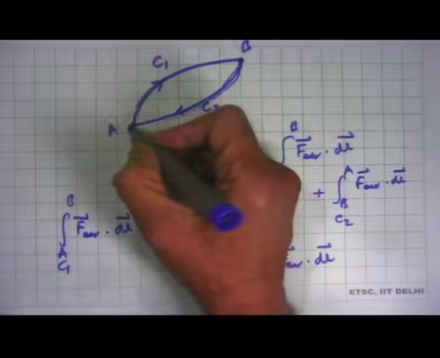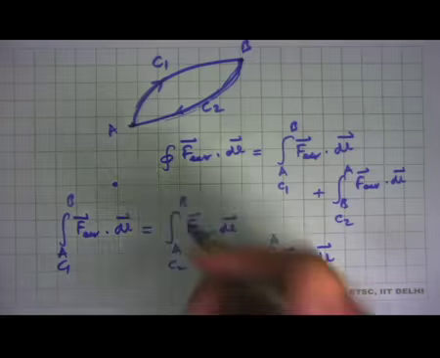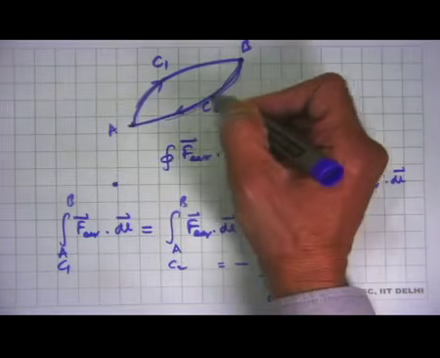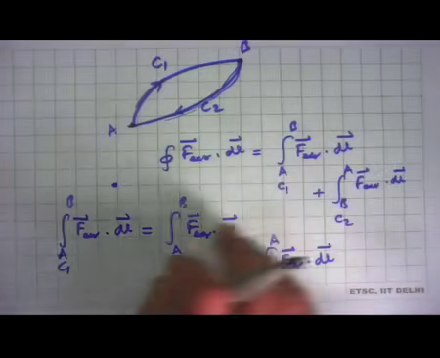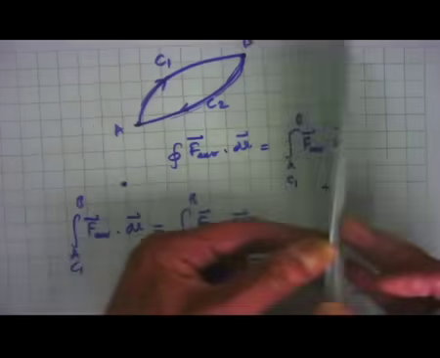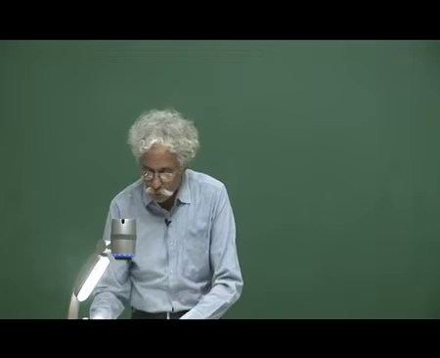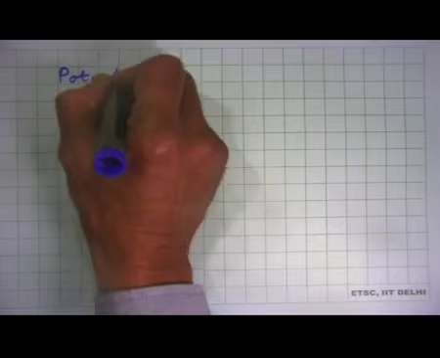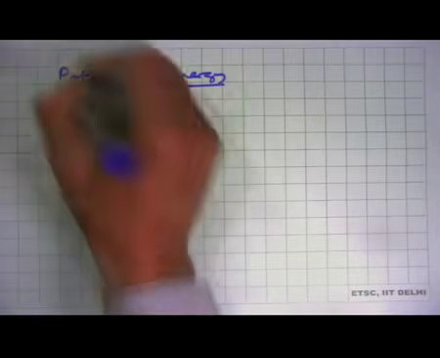The net work done in carrying a charge from A to B and back to A through any two different paths is actually 0. You may do some work in taking the charge from A to B along C1, and then the field does an equal amount of work in bringing the charge from B to A along another curve. So, the net work done becomes 0. This is again a part of conservative forces, and with this we can now define a potential energy, the electrostatic potential energy.